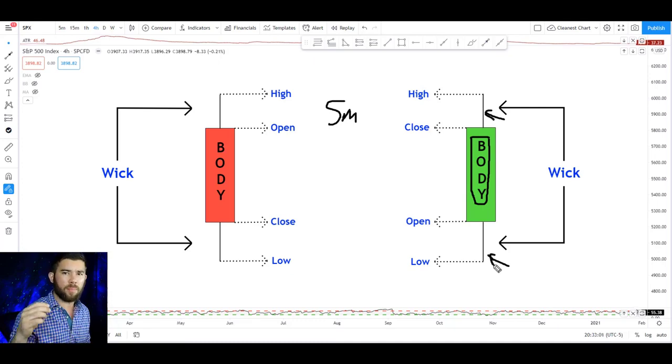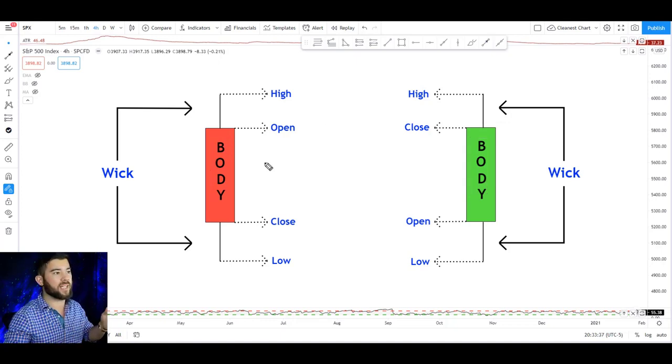A green candle represents a 5-minute period, since we're on a 5-minute chart, right? A 5-minute period where price went up or closed above where it opened. We're going over that in just a second. A red candle has a body as well, but the body of this candle is red because it represents a 5-minute period where price closed below or went lower during that 5 minutes.